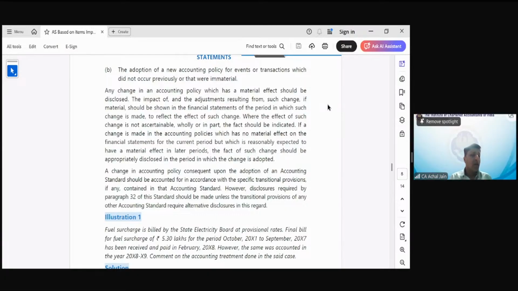Quickly, how should this be treated? Tell me quickly, how will you deal with this? How will you record this? What is going to be the accounting treatment in the light of AS 5? Let me just clarify this. How will you deal with this? Over to you. Quickly, how do you record this?